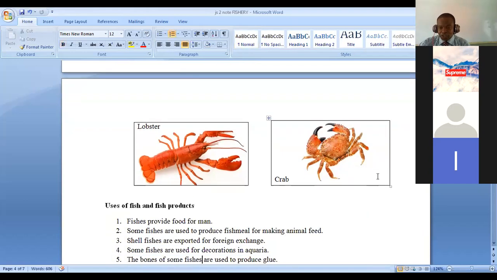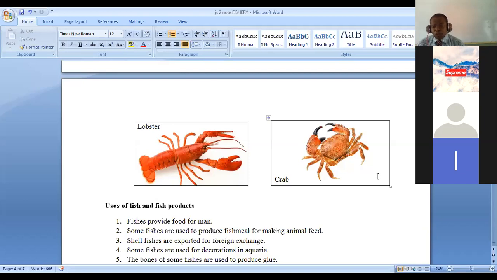Uses of fish and fish products. Look at the screen. The first one, fishes provide food for man. Now, that is very easy to understand. Almost all of us have eaten fish before. So the most important use of fish is because it provides food for us. Okay? Look at number 2.